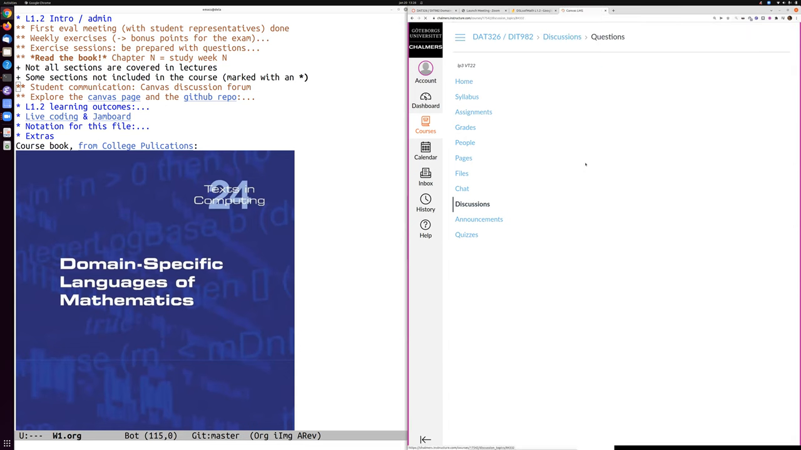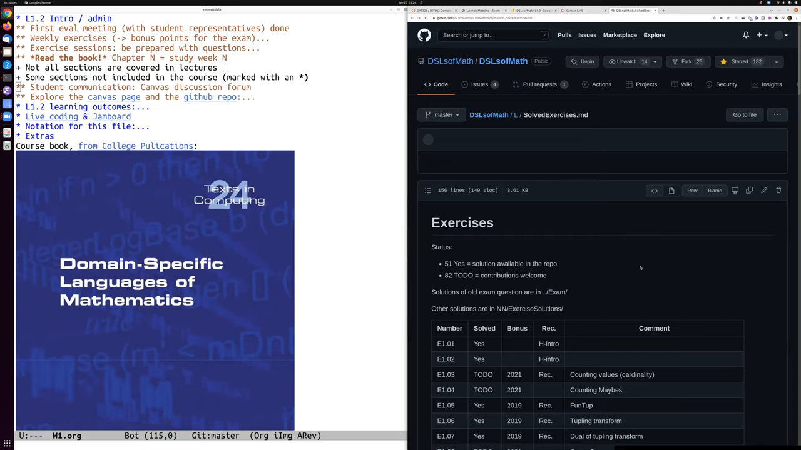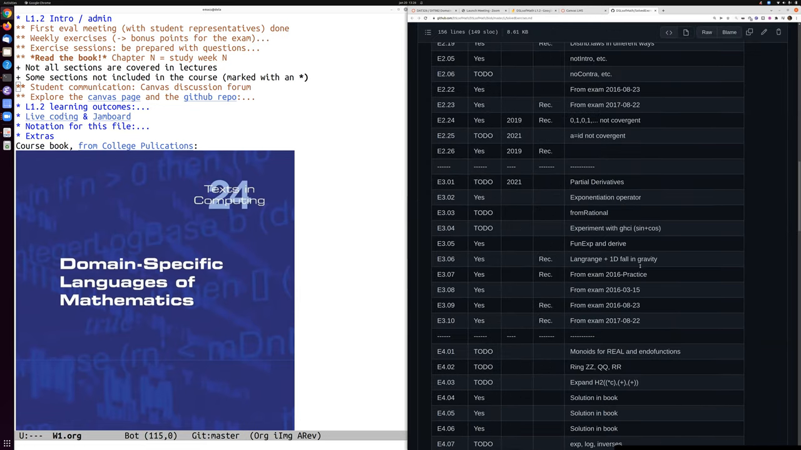I already got questions about, are there solutions to exercises in the book? And the answer is yes. There are more than 50 solved exercises where the solutions are in the GitHub repository. Some are even in the book, but most are in the GitHub repository only. There is a file listing the solved exercises. So there's just a long list of which are solved.